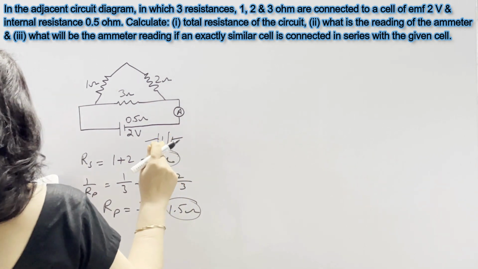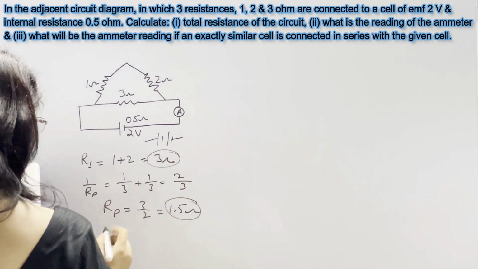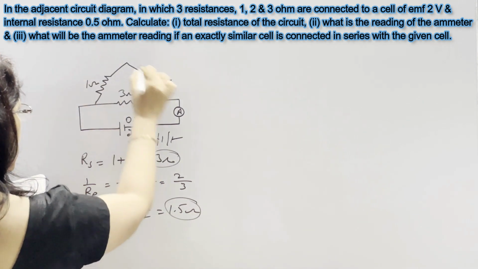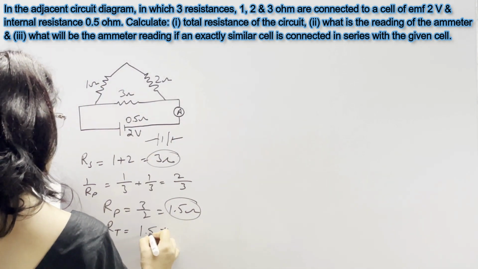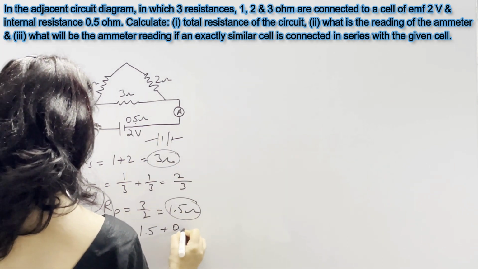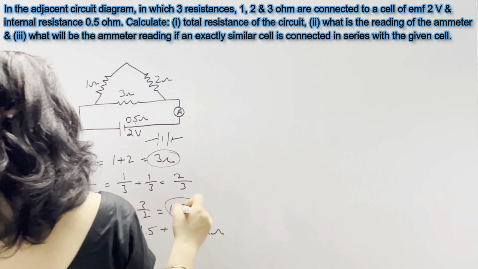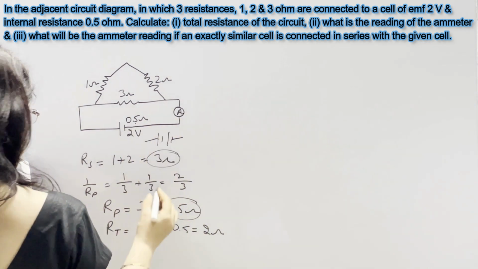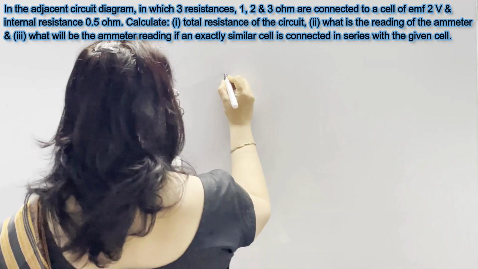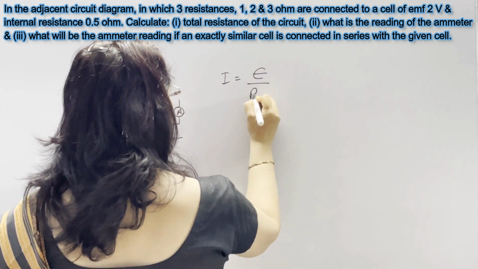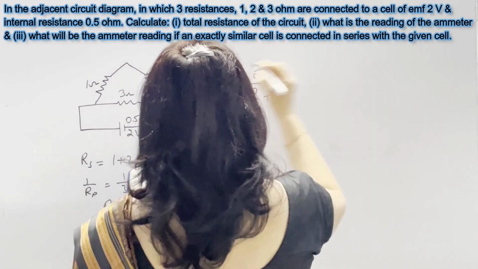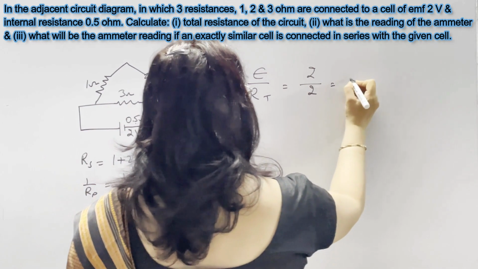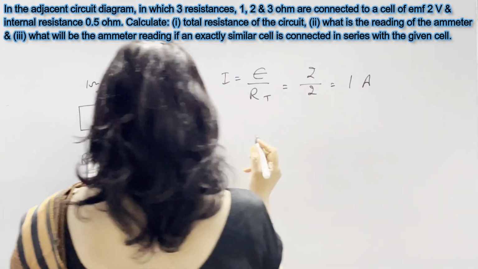Now first part, calculate the total resistance of the circuit. So total resistance in the circuit is this parallel combination 1.5 plus internal resistance 0.5, means 2 ohm is the total resistance in the circuit. For second part, what is the reading of this ammeter, current in the circuit? For current, I is equal to EMF upon total resistance. Given EMF is 2 volt and total resistance is 2. So current in the circuit is 1 ampere.